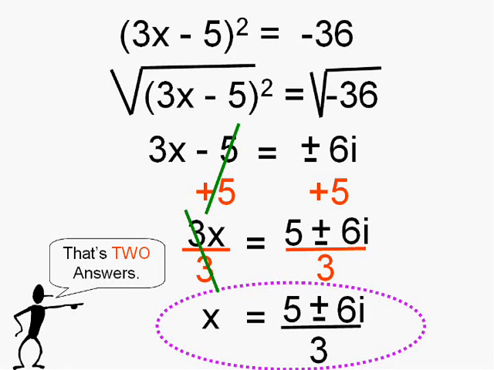That is 2 answers, okay? It is 2 imaginary answers, but it is 2 answers, and that can happen.